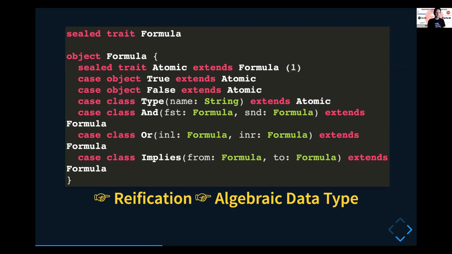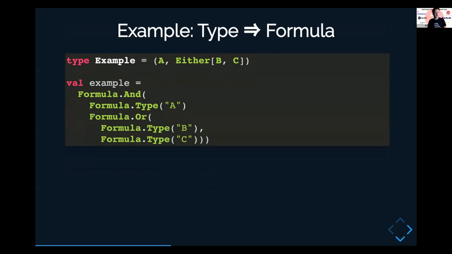So here's an example. I have a type that is a pair of an A and either a B or a C. Then I can translate it into a formula using this data structure that I created. So I have an AND of A, ANDed with an OR of B and C.